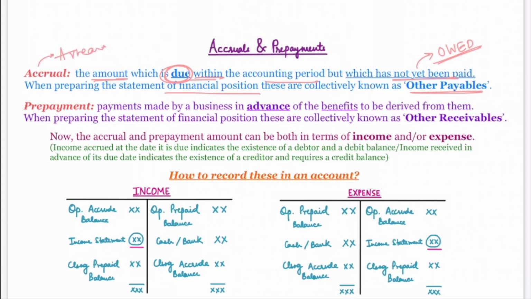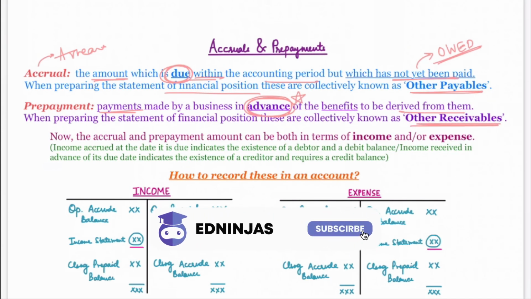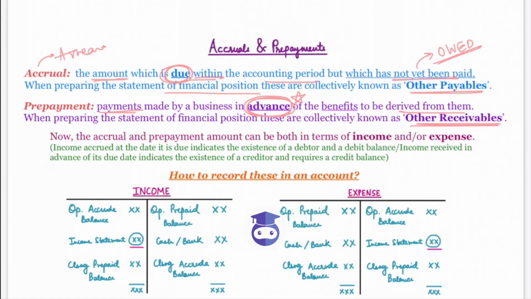Okay. Now let's see what is prepayment. Prepayment is the payments made by a business in advance. This is very important and crucial. In advance of the benefits to be derived from them. When preparing the statement of financial position, these are collectively known as other receivables. And the prepayment is also known as prepaid in short.